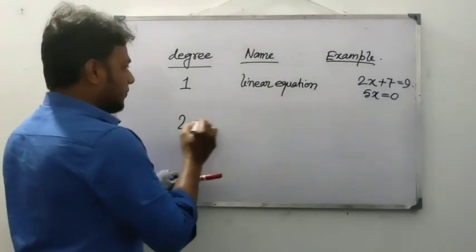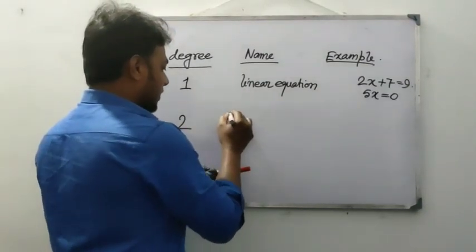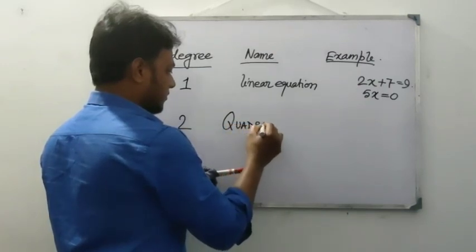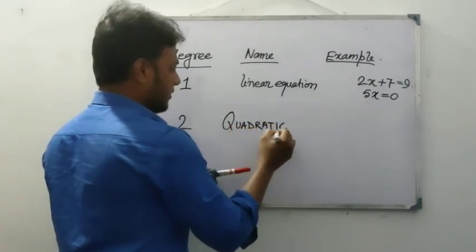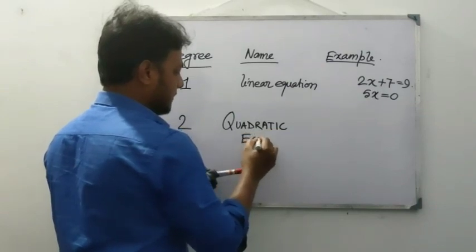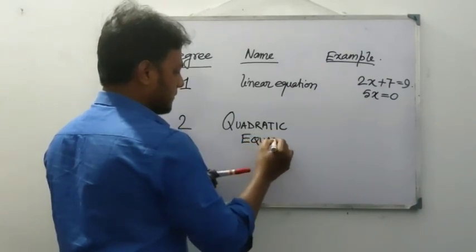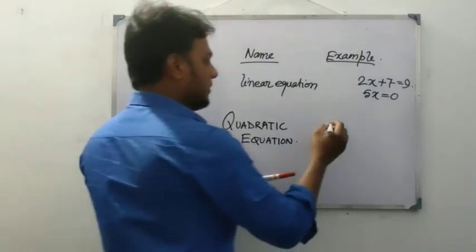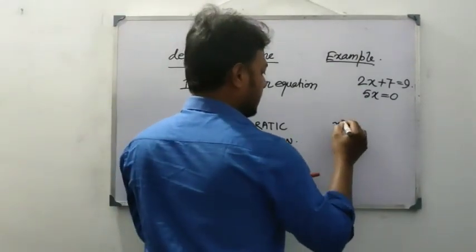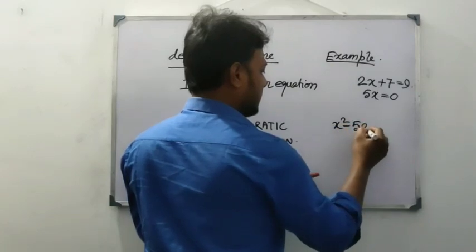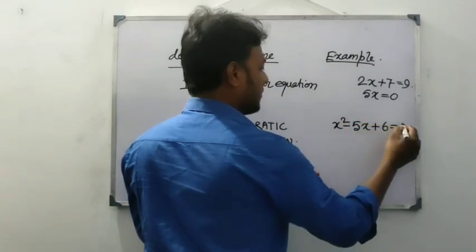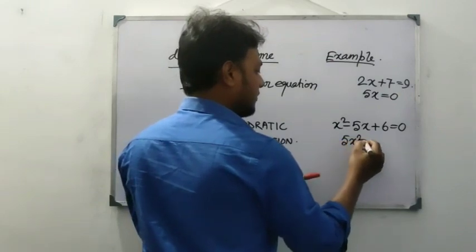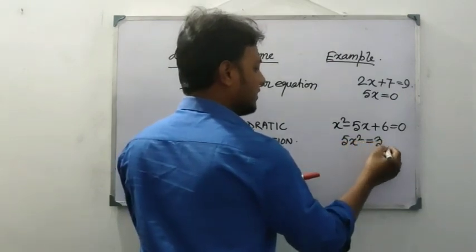If the degree is 2, then it is named a quadratic equation. Quadratic equation. An example: x² - 5x + 6 = 0. This is one quadratic equation. 5x² = 3 is also a quadratic equation.